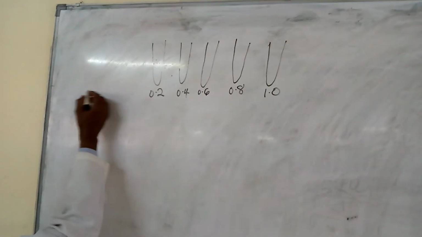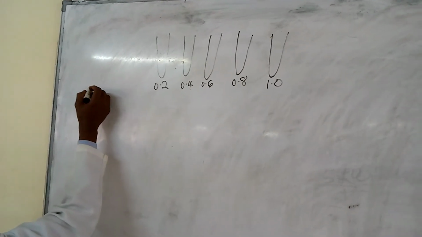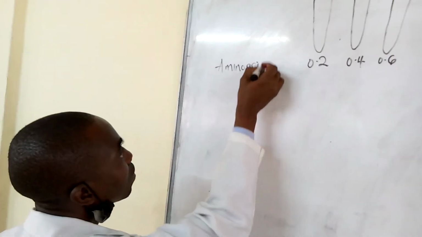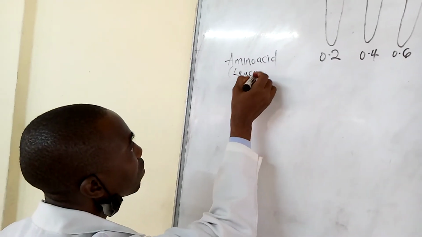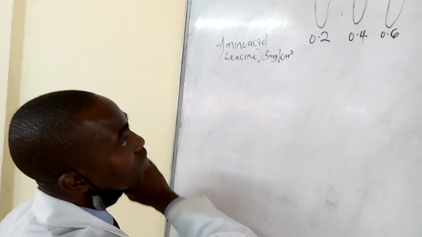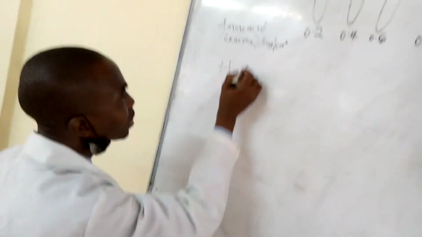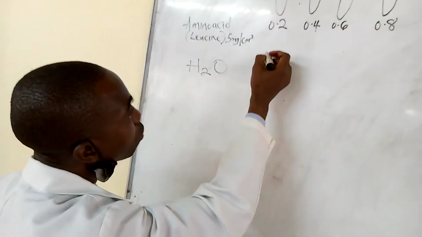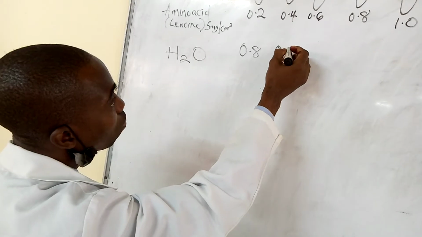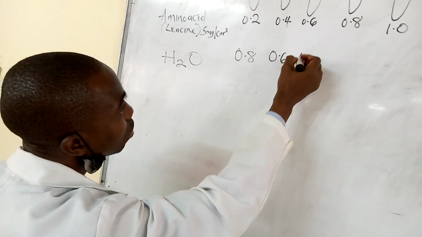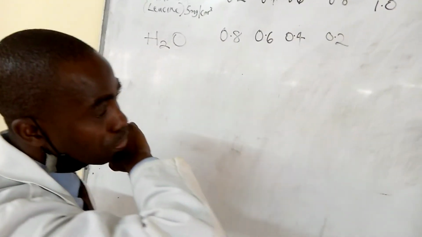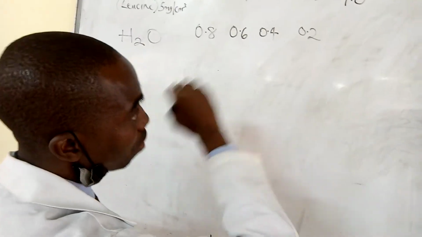So if we take this, this is our acid, leucine, amino acid, and it's 5 milligram per mil. So what will be the amount of water we're going to put in the first tube? We'll put 0.8 mil to make it up to 1. We put 0.6 here. We put 0.4 here. We put 0.2 here. And then here, there will be no need to put water because it's already 1.